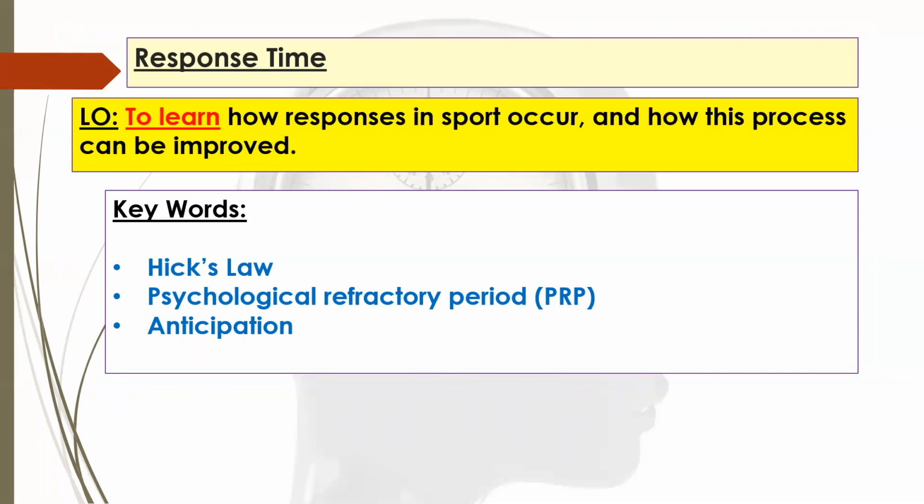psychological refractory period, otherwise known as PRP, a lot easier to say than psychological refractory period, and anticipation, something that you've probably got some familiarity with, but we need to now make it into a concept that we've got a real good understanding of how it works. So make sure that information is nice and clear on your page before we move on.